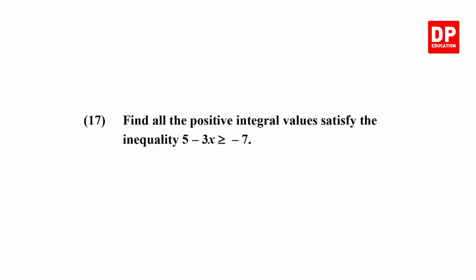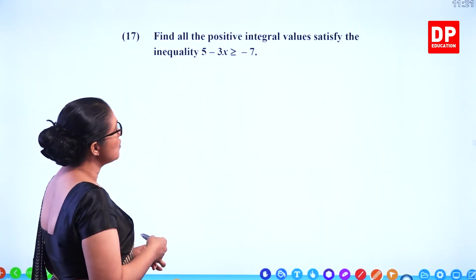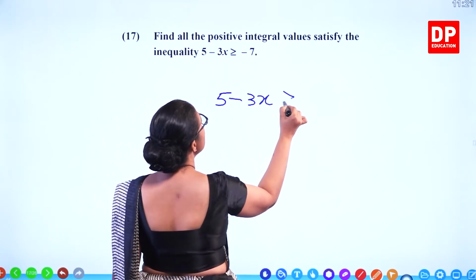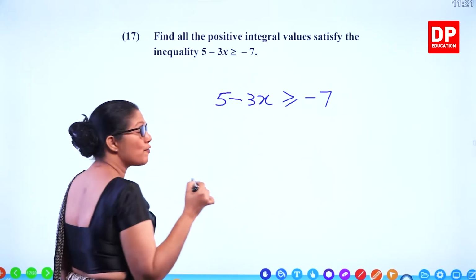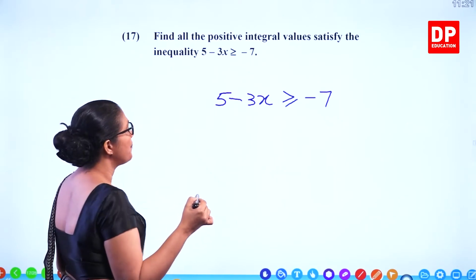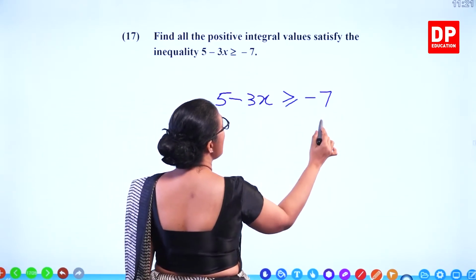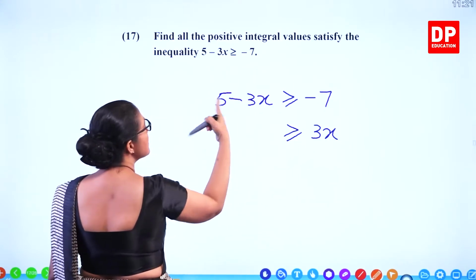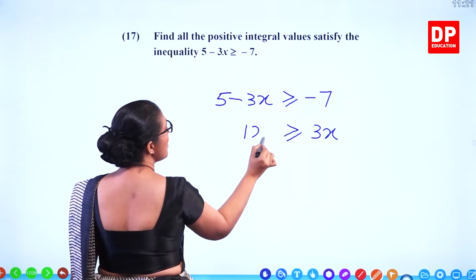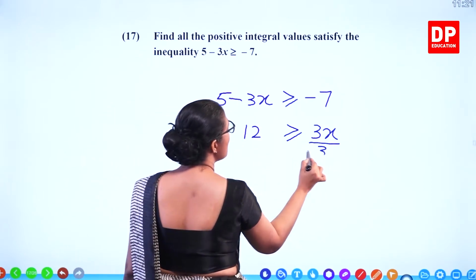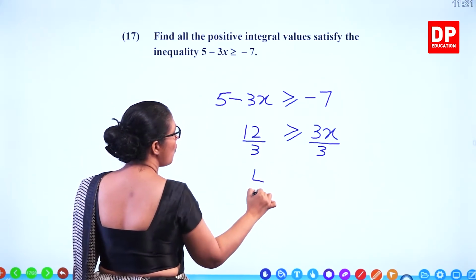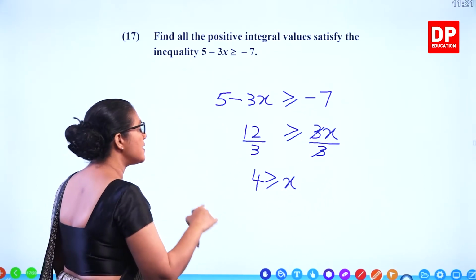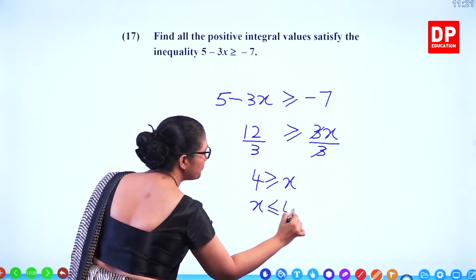Question number 17. Find all the positive integral values that satisfy the inequality 5 minus 3x greater than or equal to minus 7. So you have to first solve the inequality. Take minus 3x to this side, 3x, and minus 7 to this side, 5 plus 7, 12. Now you can divide both sides by 3. 4 is greater than or equal to x. So that means x is less than or equal to 4.